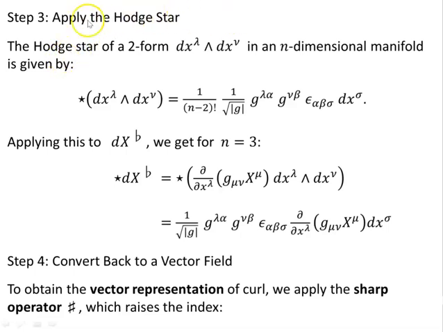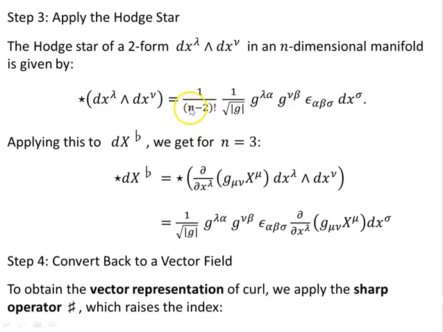All right, now we apply the Hodge star operator. So the Hodge star of a 2 form, dx lambda wedge dx nu, in an n-dimensional manifold is given by, I'm just giving the general formula here, but we really only need n equals 3. But I'm just going to give the general formula. So here we go. If we were in some other n-dimensional space, this would be the formula you use.